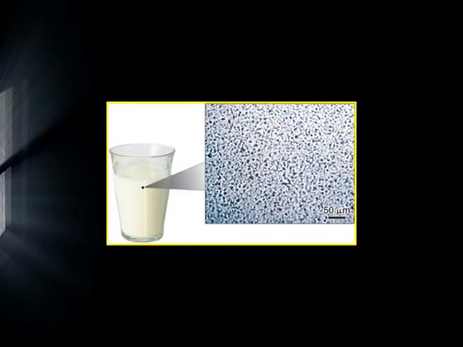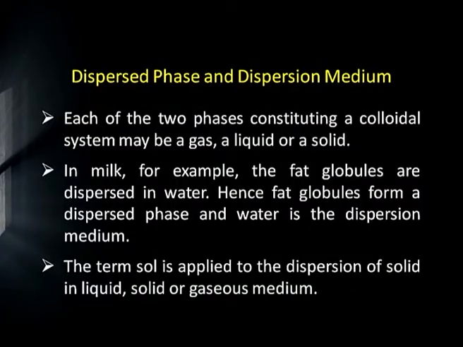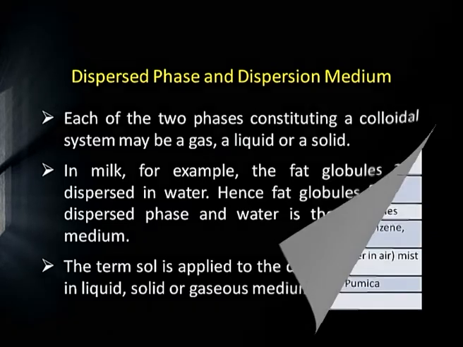Take for example milk. It is an example in which the fat globules are dispersed in water. The fat globules form the dispersed phase and water is the dispersion medium. We use the term sol in the case where we disperse a solid in a liquid, solid, or even in a gaseous medium.